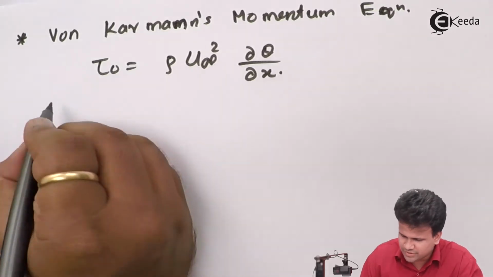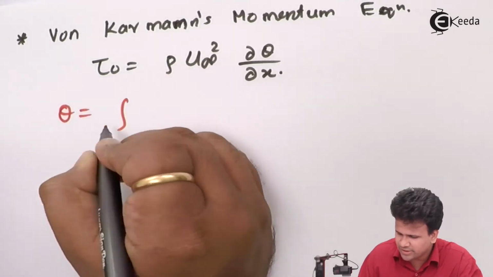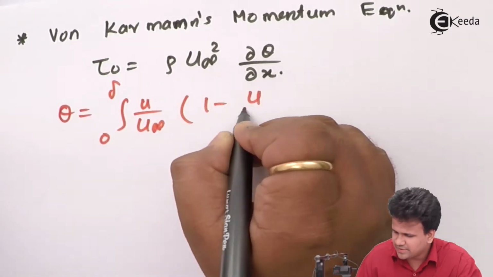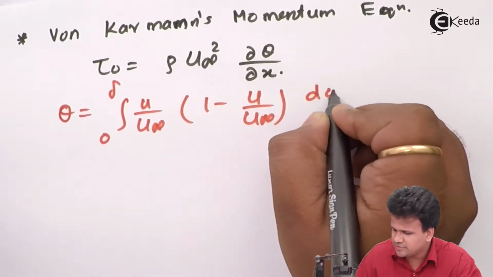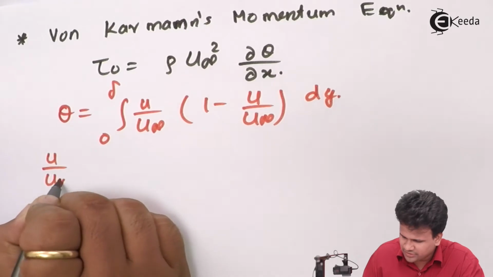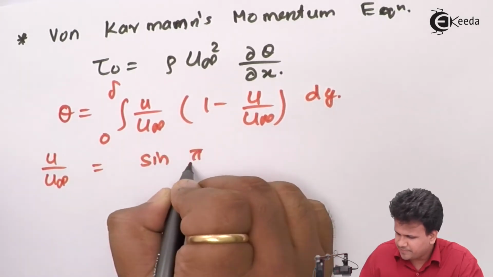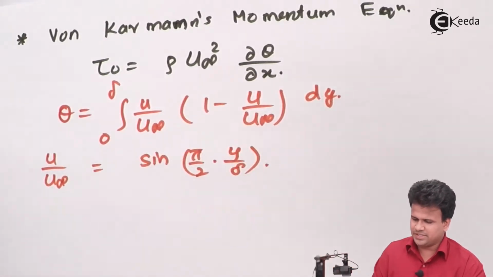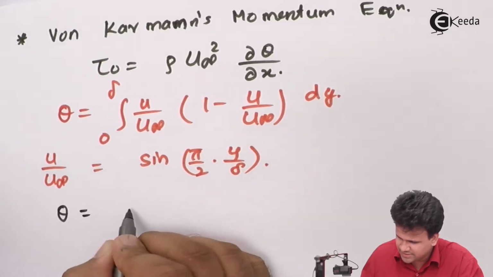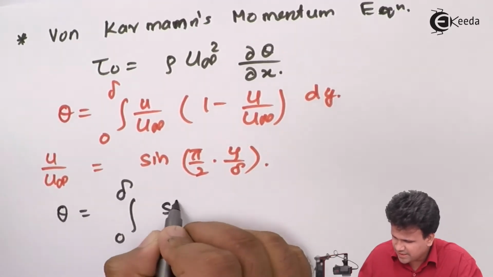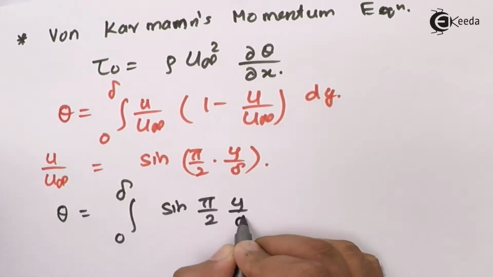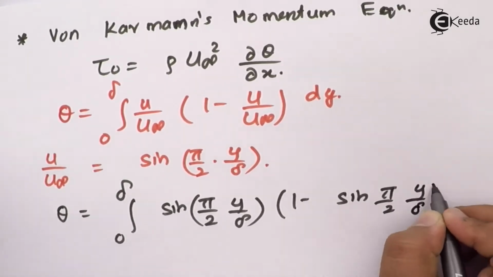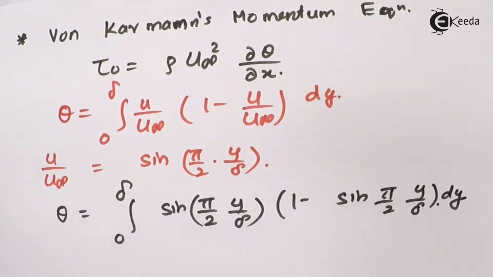For that we need the momentum thickness. Momentum thickness we already know, that is integral 0 to delta of u upon u infinity into 1 minus u upon u infinity into dy, where u upon u infinity is given as sine of pi by 2 times y by delta. So let us substitute in this equation. The momentum thickness theta is integral 0 to delta of sine of pi by 2 y by delta into 1 minus sine of pi by 2 y by delta into dy. So this is the equation.